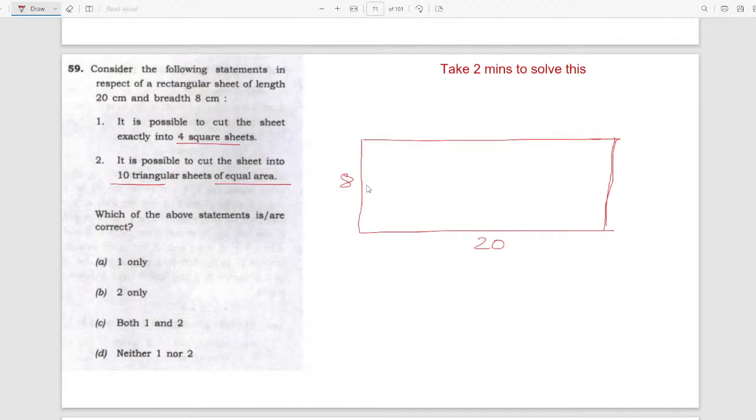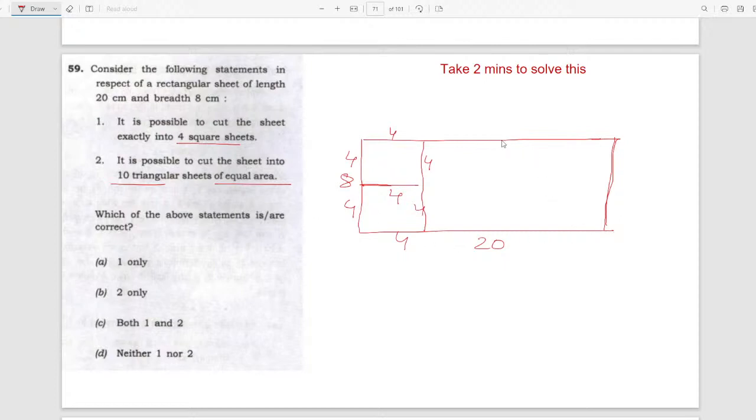So what we can do is, this is 20. If I cut it here, this will be 4, and this will be 4. So these are 2 squares of equal side and equal area, 16 square centimeters each. And the remaining part that is left is 16.